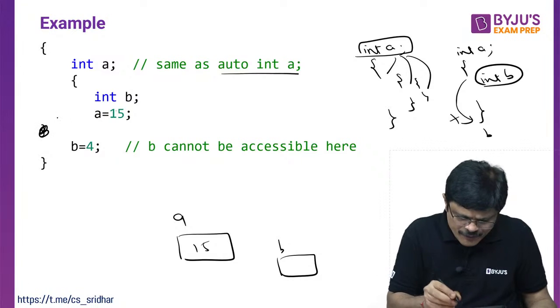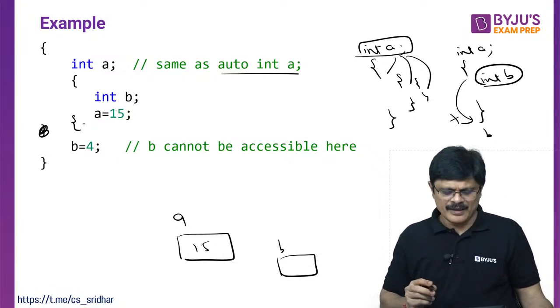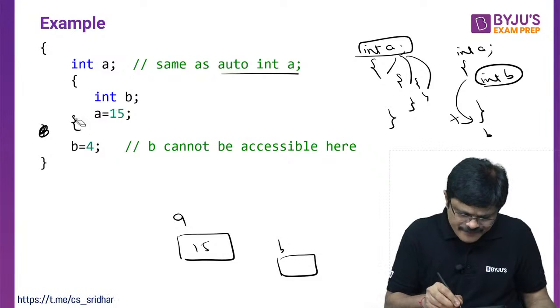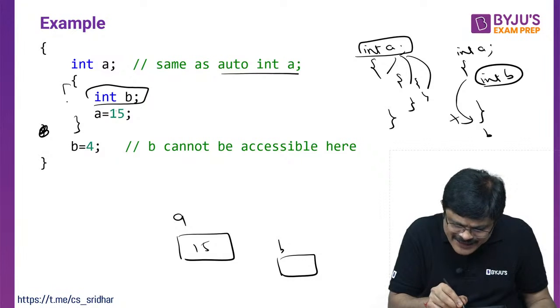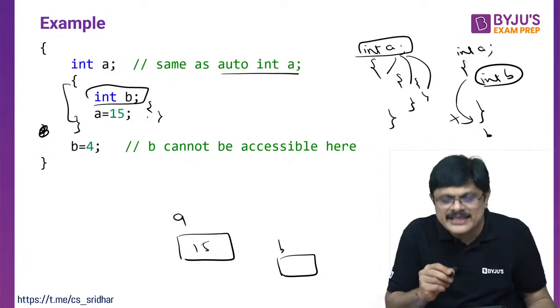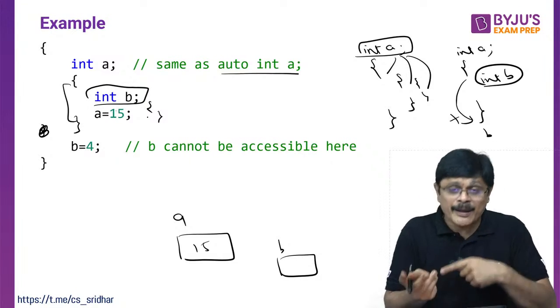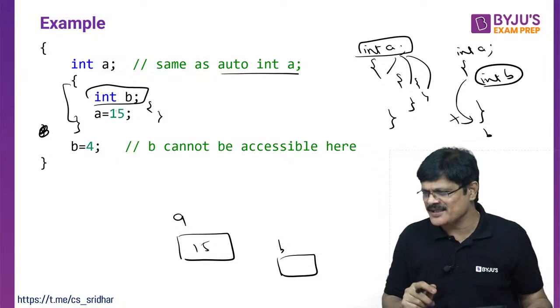This is like this. So this B is available within the block. Suppose there is one more block inside that, there B can be accessed. But outside the block, B cannot be accessed. Simple logic, sir.